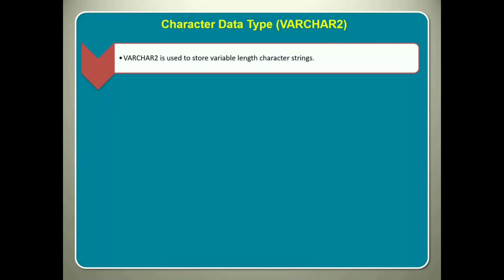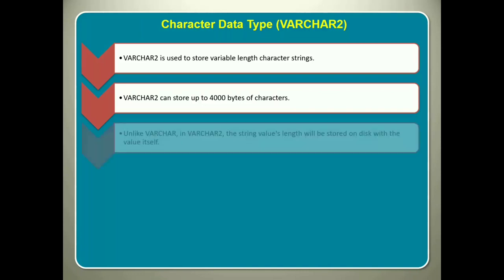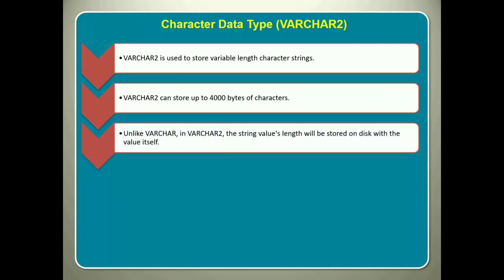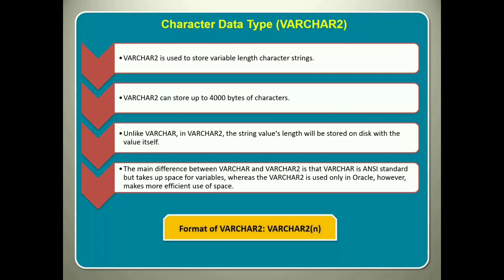Varchar2 is used to store variable length character strings. Varchar2 can store up to 4000 bytes of characters. Unlike varchar, in varchar2, the string value's length will be stored on disk with the value itself. The main difference between varchar and varchar2 is that varchar is ANSI standard but takes up space for variables, whereas varchar2 is used only in Oracle but makes more efficient use of space. The format of varchar2 is varchar2(n).